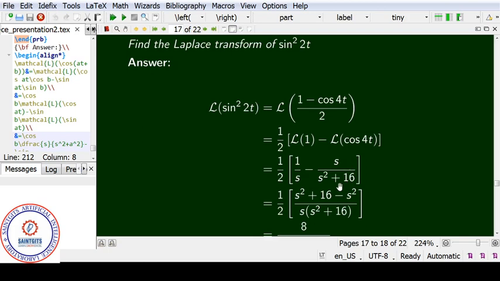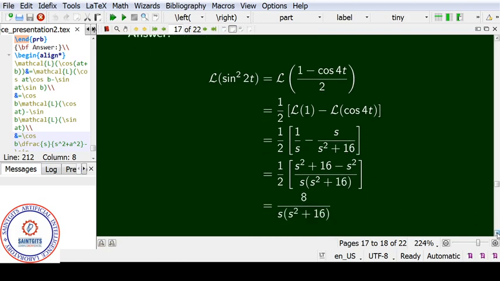Now we can simplify this using cross multiplication. So s square plus 16 minus s square by s into s square plus 16. S square minus s square becomes 0, so the numerator becomes 16. Then 16 by 2 is equal to 8 in the numerator. So we got 8 by s into s square plus 16. That is, Laplace transform of sin square 2t is equal to 8 by s into s square plus 16. Here note that we are not applying the original definition of Laplace transform. Instead of that, I use Laplace transform of 1 and Laplace transform of cos 4t. They are basic results.